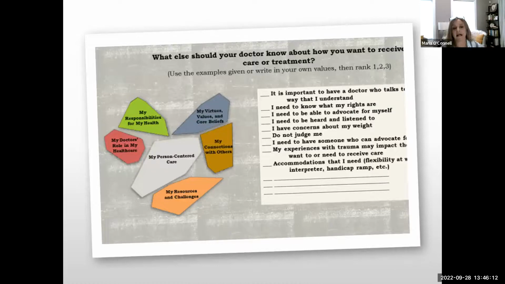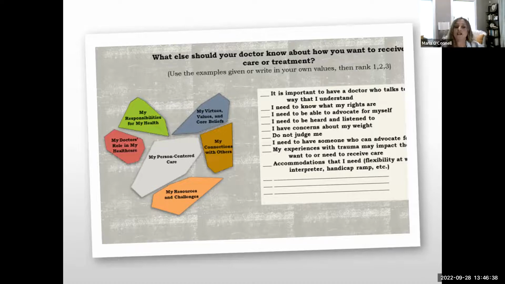And then the last slide goes into what else should your doctor know about how you want to receive care or treatment. And this was sort of my person-centered care, the processes. It's important to have a doctor who talks to me in a way that I understand. I need to know what my rights are. I need to be able to advocate for myself. I need to be heard and listened to. I have concerns about my weight. Do not judge me, and so on.